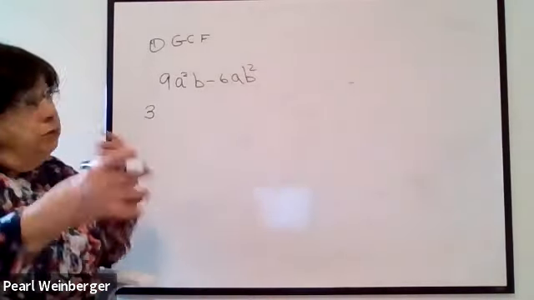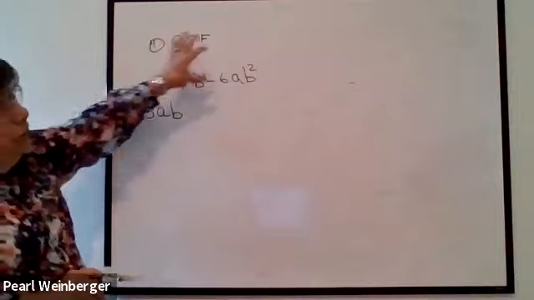Then you go to the next letter, which in this case is B. There's a B and a B squared. Again, the lower exponent is 1. It's B to the 1. So your B is part of your greatest common factor. So 3AB is the greatest common factor of both of these terms.